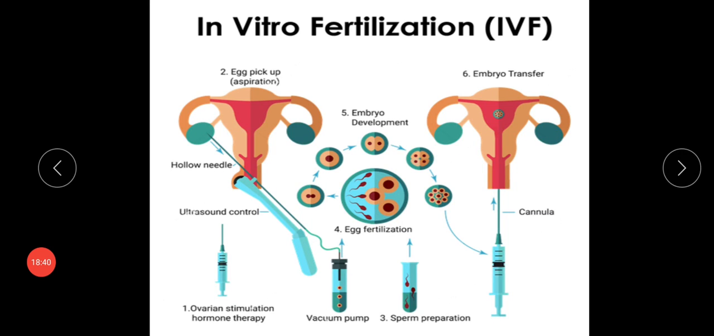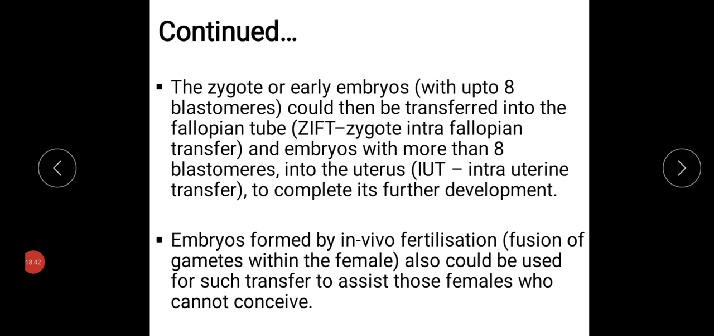So moving on to the next, the zygote or early embryos with up to 8 blastomeres. The blastomeres are simply the cells which are dividing to form a baby. So this is called what? Could be transferred? Zygote, ZIFT. So ZIFT is when the zygote is transplanted. So zygote intrafallopian transfer. And embryos with more than 8 blastomeres are transferred into the uterus, intrauterine transfer, to complete further development.